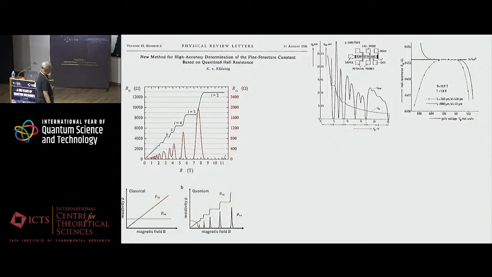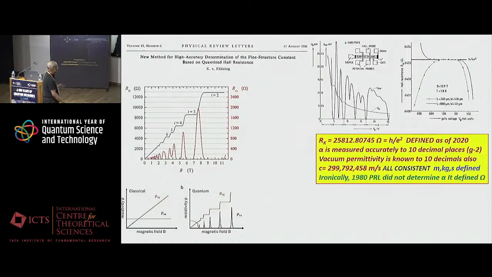And this is what the quantum looks like. Classically, it's linear, and this is constant. Quantum, it's quantized. And now we know this value of this resistance, sometimes called the von Klitzing constant, is defined. Now resistance is defined. You don't have an ohm in Gaithersburg or in Germany or in Paris anymore. It's a precise value. This is the number, and anybody in the world can just measure this. And now notice, alpha is measured accurately to 10 decimal places.